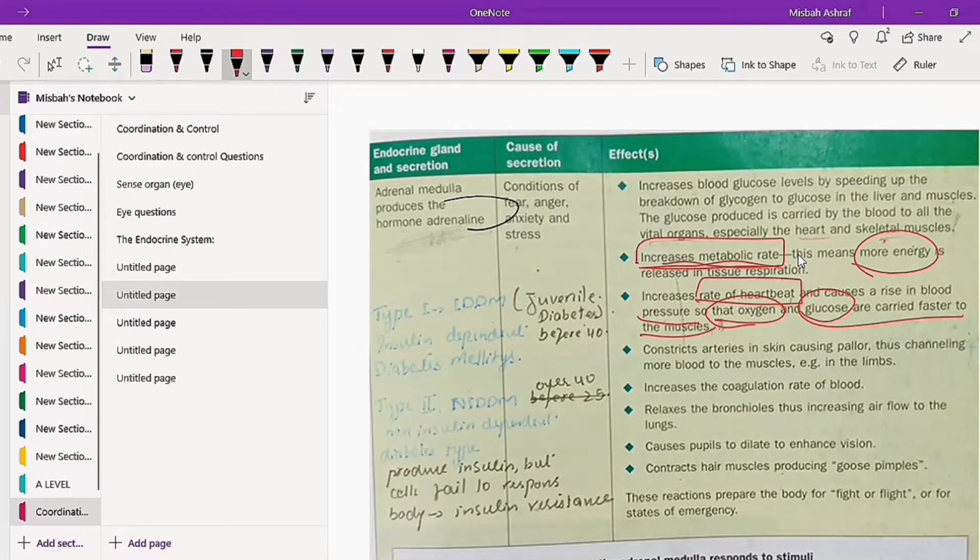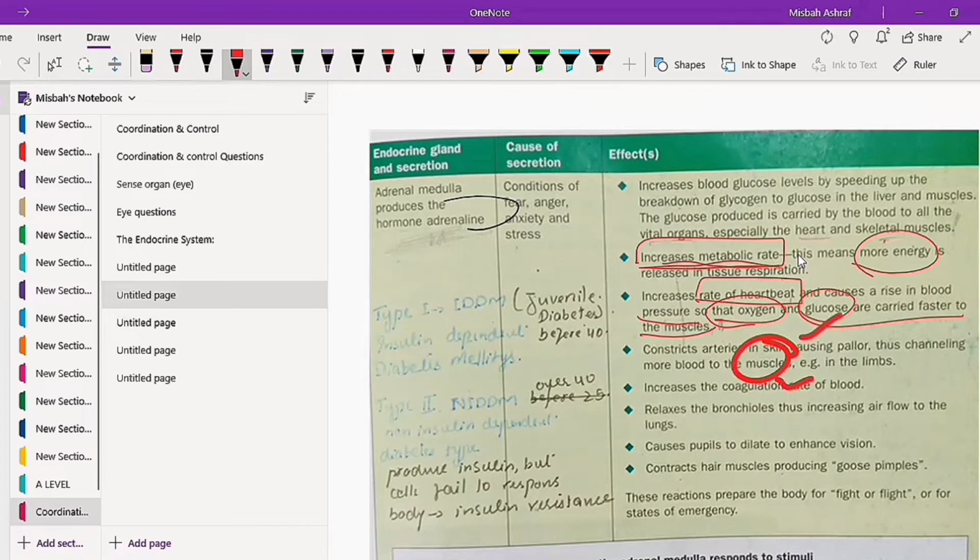The other one is it constricts the arteries which are closer to the skin. Constrict means that the arteries become narrow, so less blood will flow. Less blood is supplied to the arteries closer to the skin because more blood has to be supplied to different parts of the body, more blood has to be supplied to the muscles. That's why less is supplied to the skin and more is supplied to the muscles.